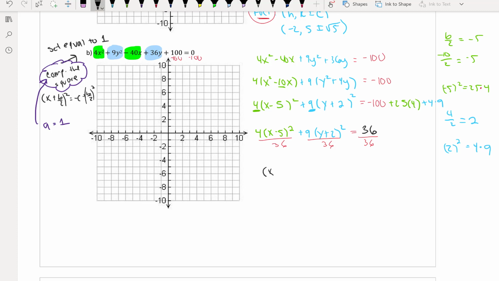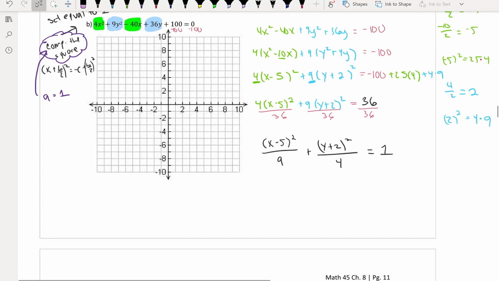So I'm going to have my (x minus 5) squared. 4 divided by 36 gives me a 9 in the denominator. I have my (y plus 2) squared. 9 divided by 36 gives me a 4 in the denominator. And 36 divided by 36 gives me a positive 1. So now I know that my center is going to be (5, negative 2). So I'm going to go down to positive 5 and negative 2. So that is going to be the center of my universe.